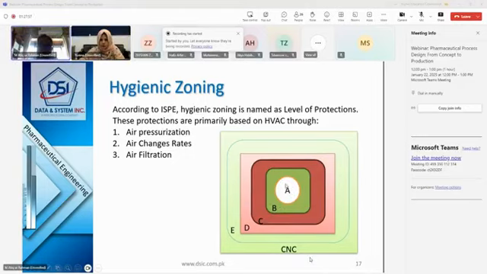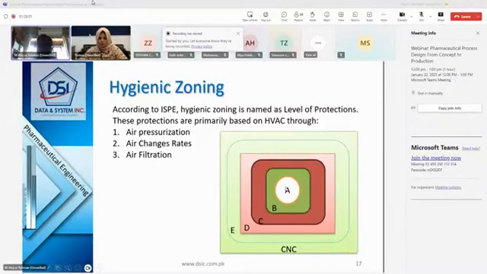And class A is the most sacred area. This is the area under lab. So this is a typical sequence of protection. So you cannot maintain the class A area around the class D area.